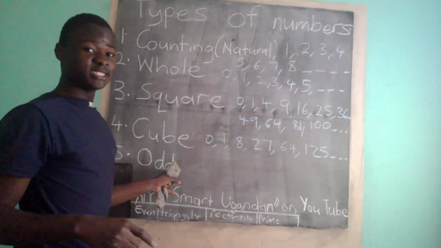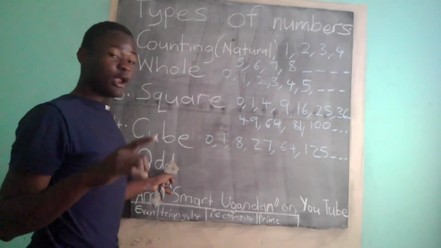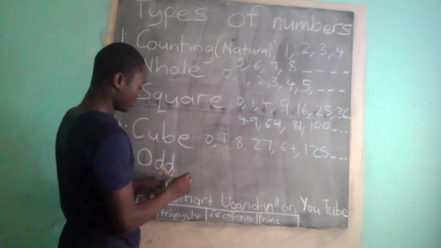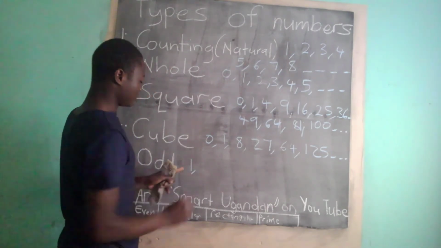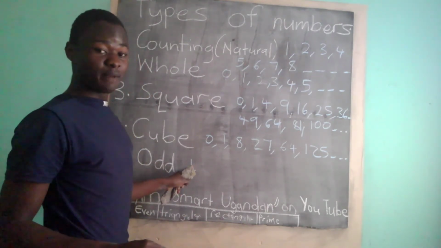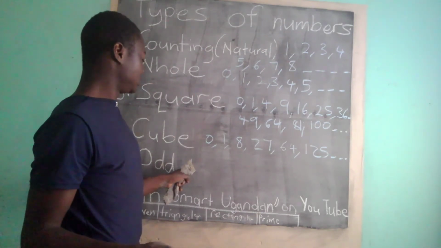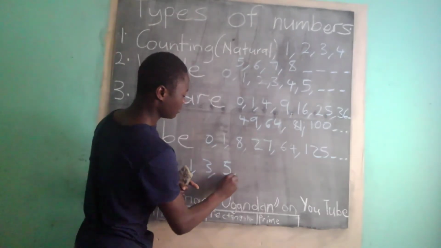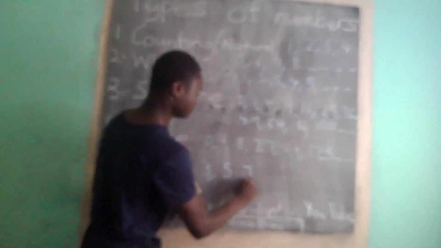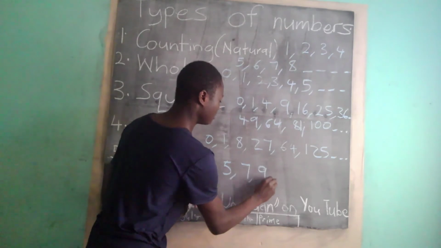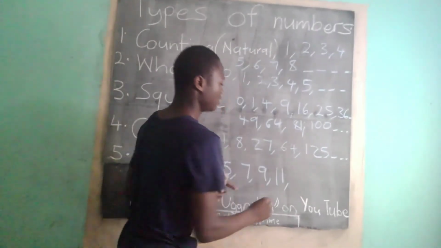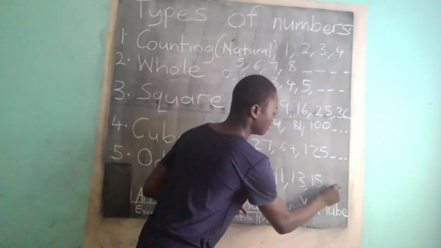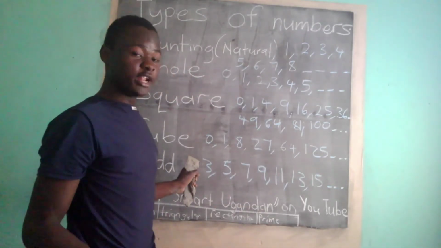Then odd numbers. Odd numbers are the numbers that when you divide them by 2, you get a remainder of 1 or a fraction. So the first odd number is 1. If you divide 1 by 2, you get a half. That is an odd number. Then 3, then 5, then 7, then 9, then 11, then 13, then 15, and so forth. Those are the odd numbers.